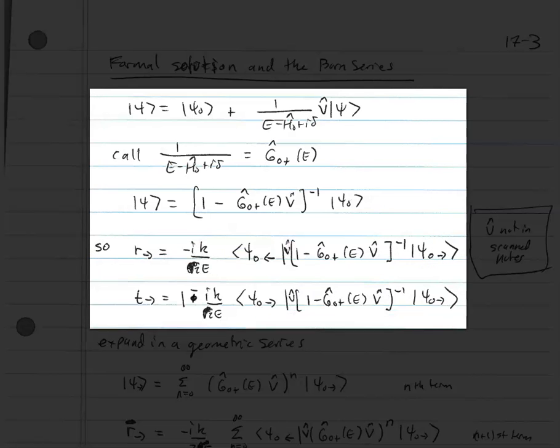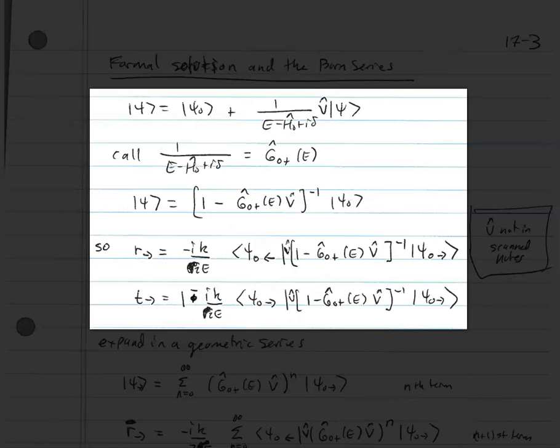Then the reflection coefficient is minus ik over 2e, psi 0 ket v 1 minus g0 plus of e v inverse acting on the psi 0, and the t is 1 minus ik over 2e psi 0 v 1 minus g0 plus of e v inverse acting on the psi 0. The v we get because when we look at the expression for the r, it was psi 0 v psi, and here we've got the expression for the psi.